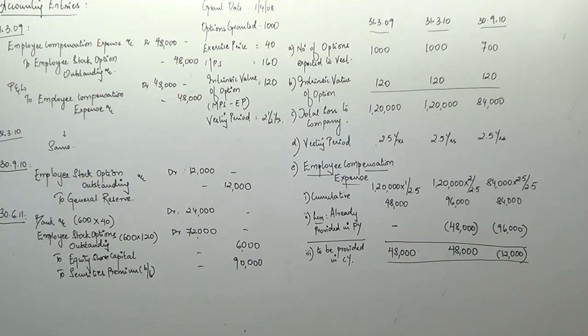Instead of calling securities premium a balancing figure, I can also say that the market price per share is 160. Face value is 10, then the premium is 150. 150 into 6000 is 90,000.